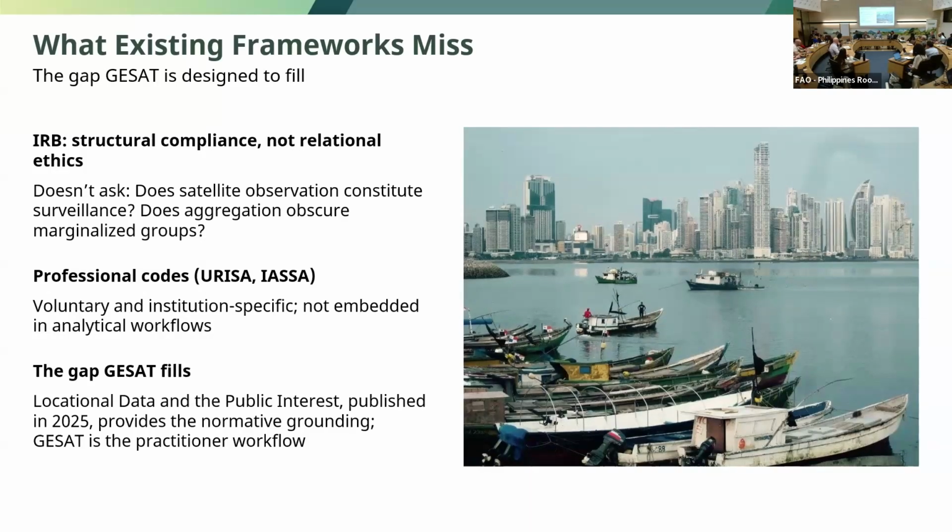So, like I mentioned with the IRB piece, it doesn't really ask whether satellite observation constitutes surveillance. It's looking at your project within the parameters that you have proposed. You'll also look at the professional codes. These are available to you, and you've probably all studied and been certified in them, the ethical codes that you must abide by as GIS specialists, as GIE specialists. You can embed this into your analytical workflow, but there isn't really a guiding instrument. And of course, this is the gap that we're trying to fill.